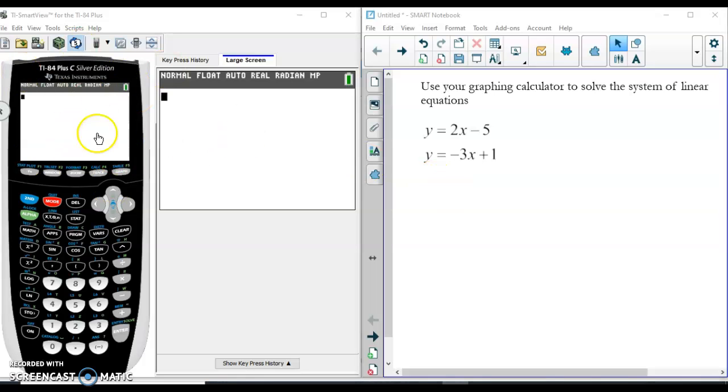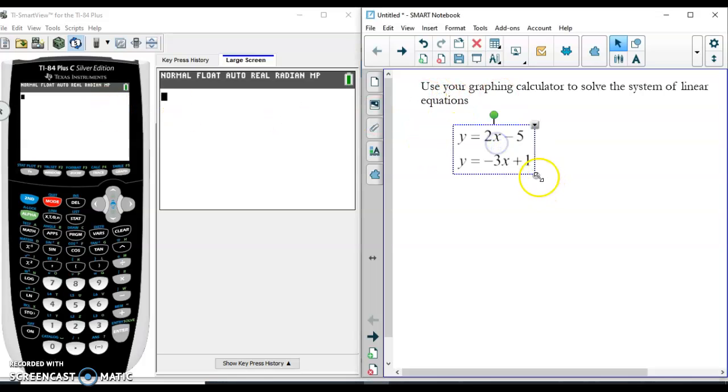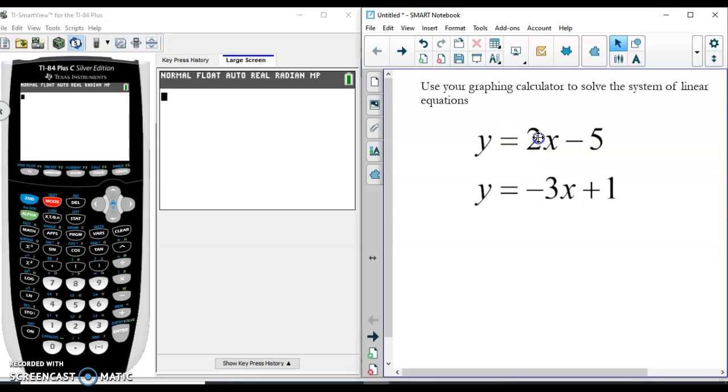So here we're going to remind ourselves or learn how to use our graphing calculator to solve a system of linear equations, and obviously doing it graphically. This is our system we need to solve. So the first step that we would do is we need to put it into our calculator. So the place that we put our equations is in the y equals button.